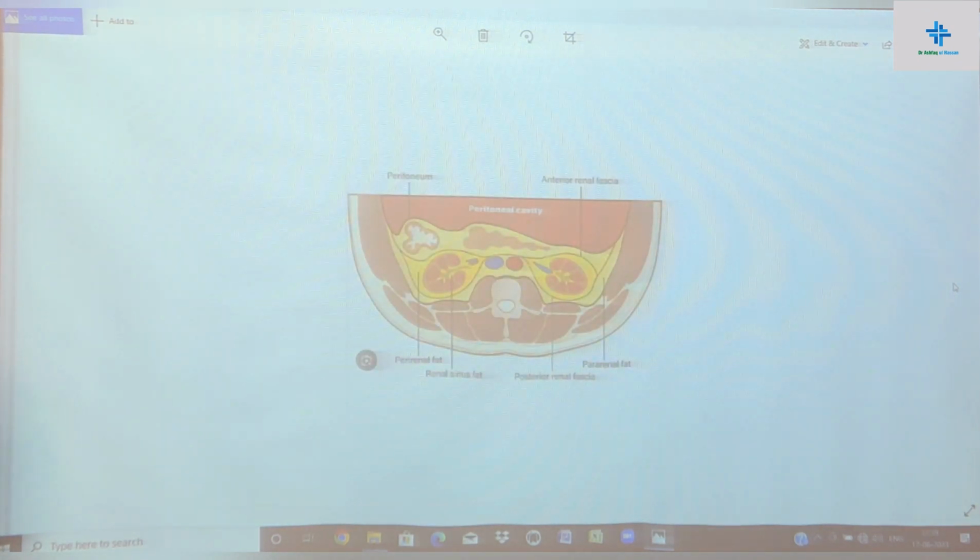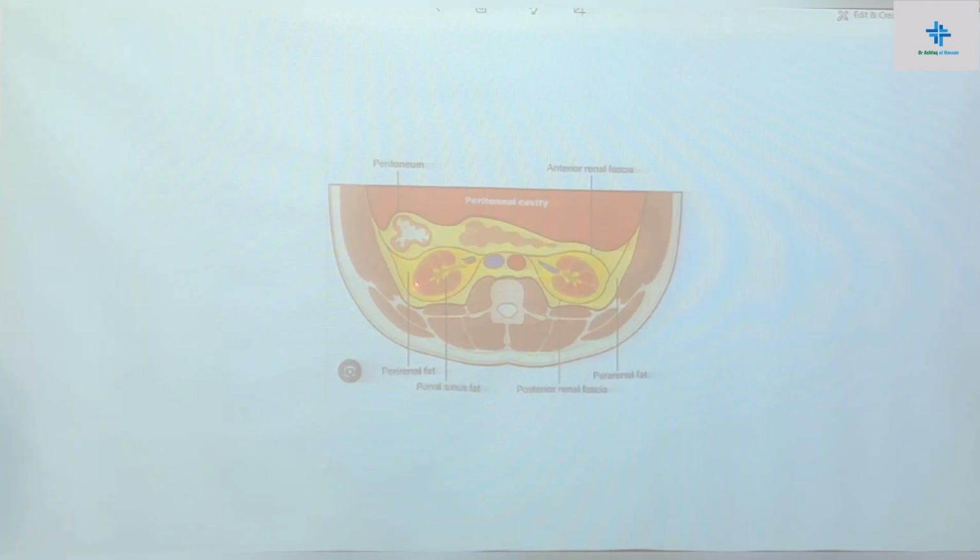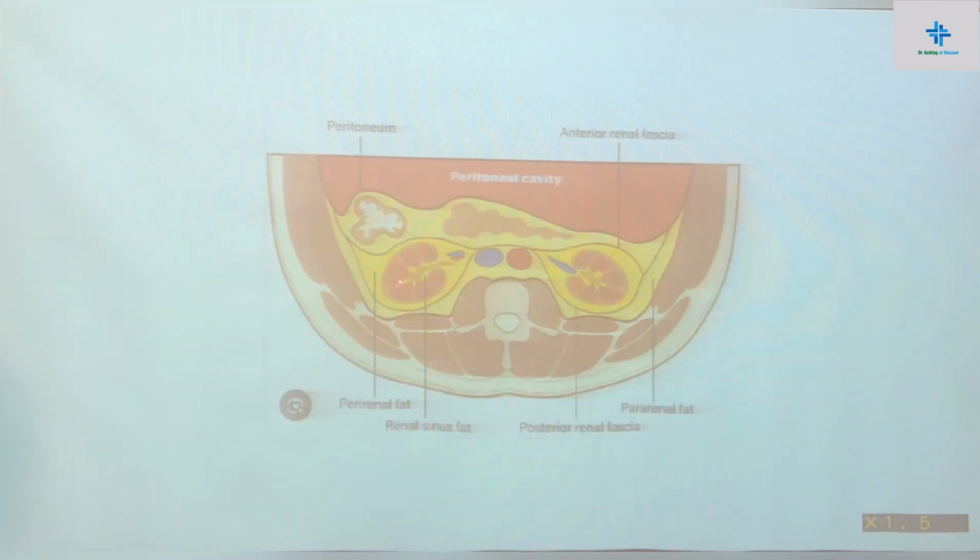So again, a cross section which well demonstrates the perirenal pad of fat over here, the kidney in here. This is the perirenal pad of fat, and outside is the pararenal pad of fat. This is the anterior renal fascia, the fascia of Toldt. And over here, this is the posterior renal fascia, the fascia of Zuckerkandl, and that's important. And this is the general peritoneal cavity, and this will be the aorta, and this will be the inferior vena cava. This will be the renal vasculature exiting from the renal hilum.